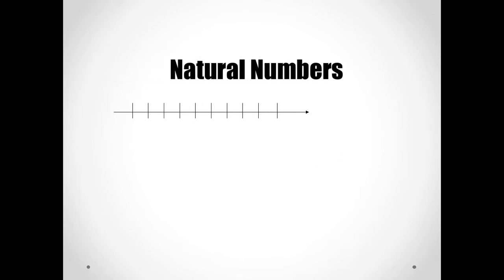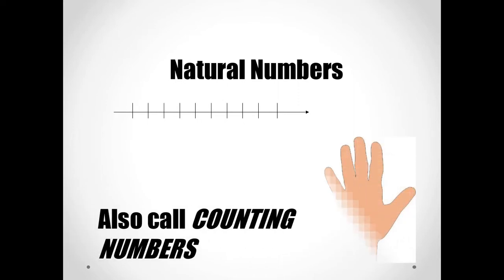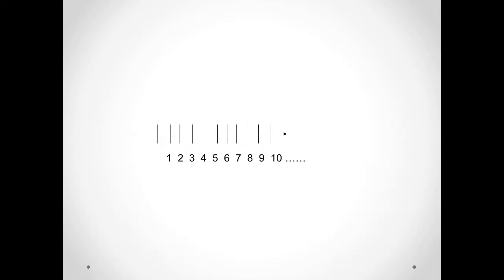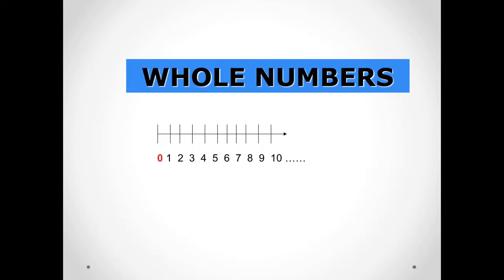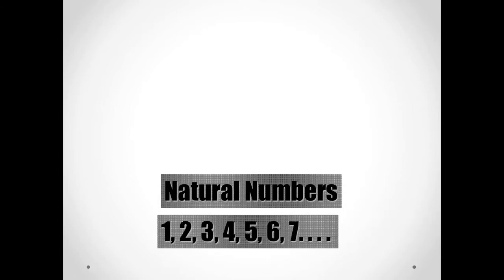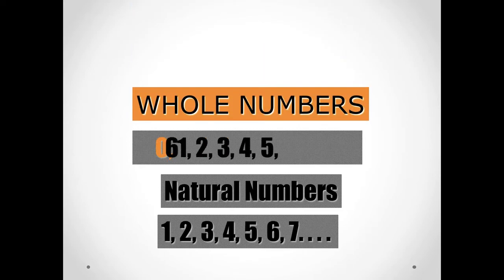For example, the first group of numbers are called natural numbers. What are natural numbers? The numbers which can be counted on your fingers, and it starts from 1 to infinity. Then we have whole numbers. Whole numbers are also like natural numbers, but they include 0. So natural numbers are from 1 to infinity, which does not include 0. And whole numbers are numbers from 0 to infinity.